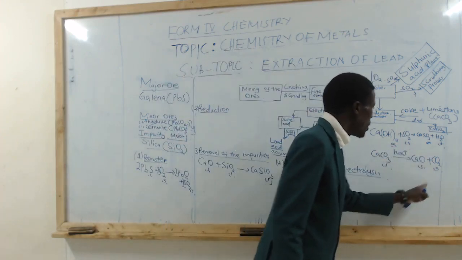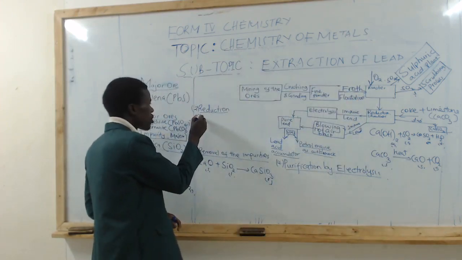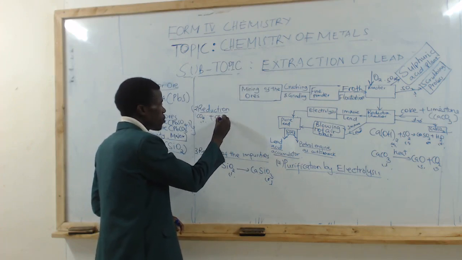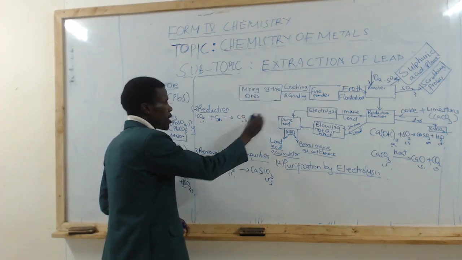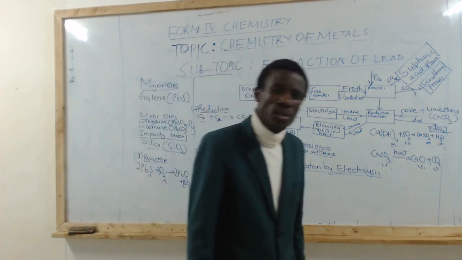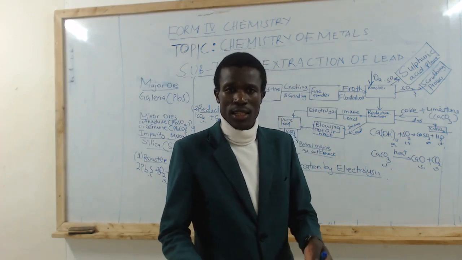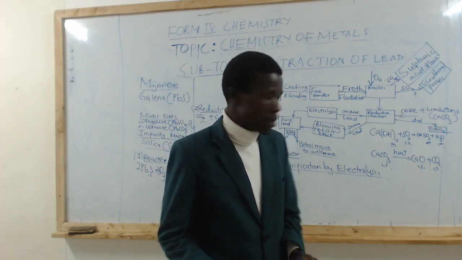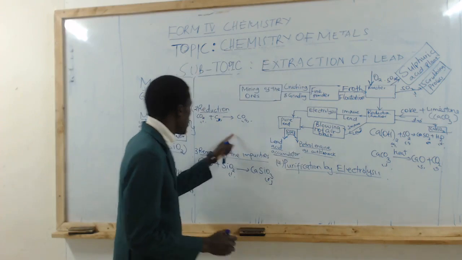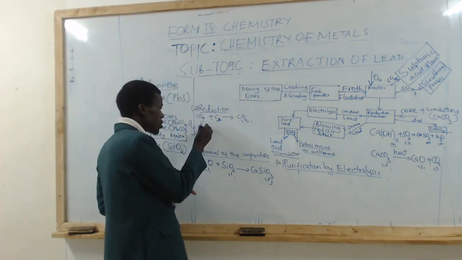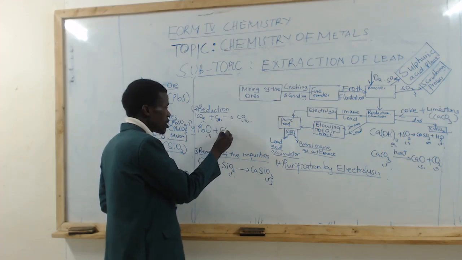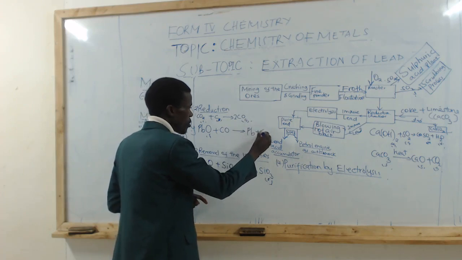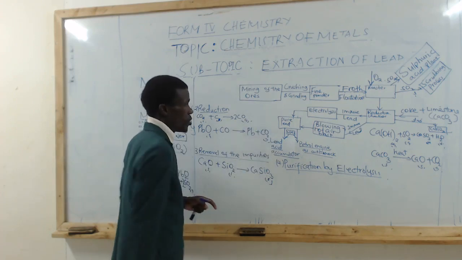Carbon dioxide is reduced by coke, which is carbon, to form carbon 2 oxide. Carbon 2 oxide is a suitable reducing agent because it creates a large surface area in contact with the oxide to be reduced. Now, this carbon 2 oxide is used therefore to reduce lead oxide to lead metal, and carbon dioxide gas is produced.